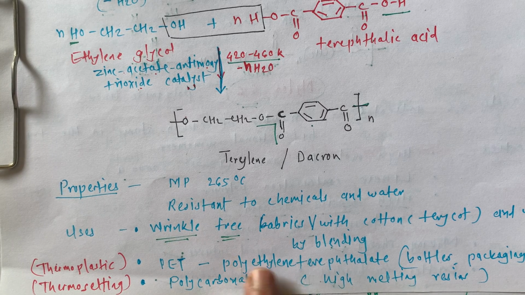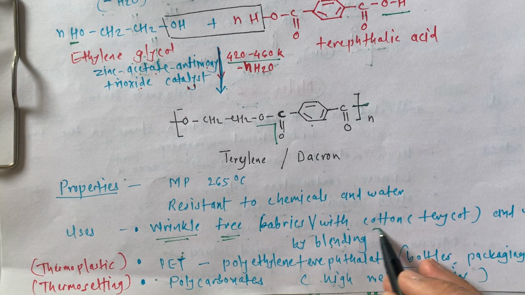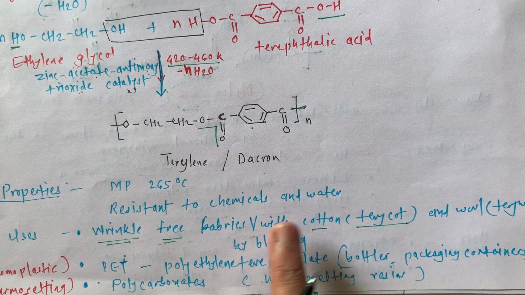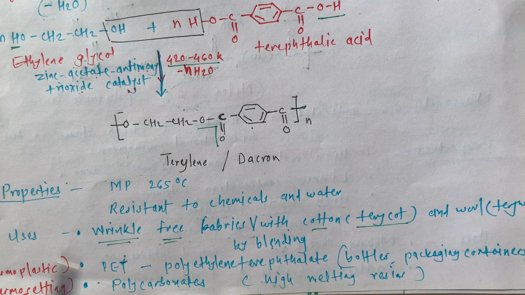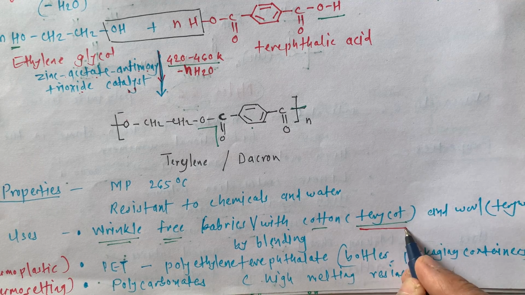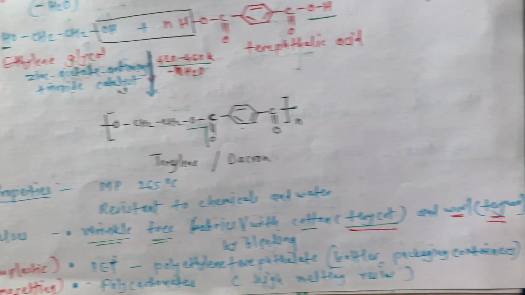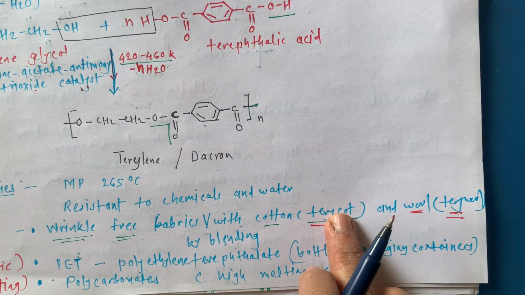The wrinkle free fabrics are made by blending with cotton to make terrycot. Now we can blend this terylene with cotton also, and there is formation of terrycot. When it is blended with wool, then there is formation of terry wool. This is terry wool, this is terrycot.